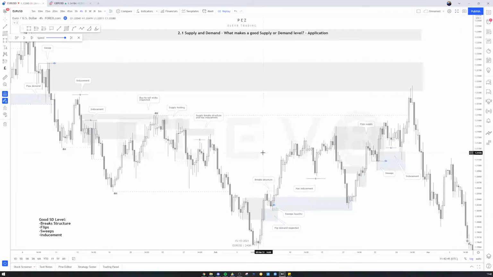So it's just applying these 4 rules to each supply and demand zone to see how many boxes it ticks, and obviously the more boxes it ticks the better of a level it is to trade from.